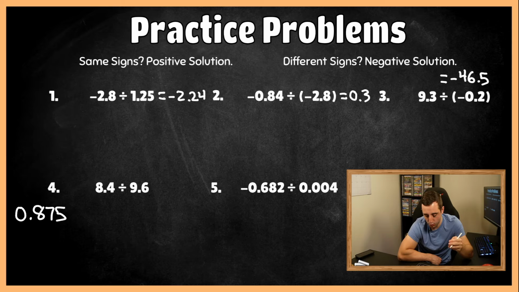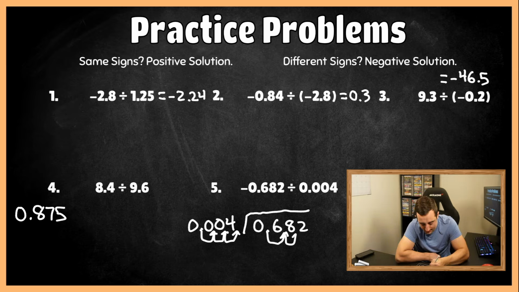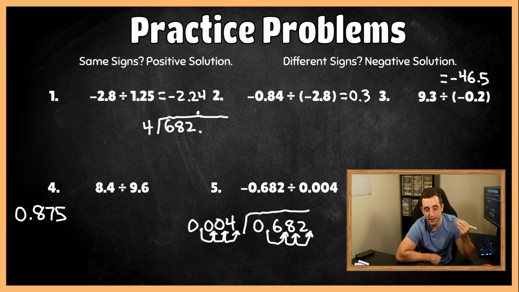So we have different signs. Once again, it's going to be a negative solution. Let's rewrite this now so we can remove the decimal point on the divisor side of things. So we have 0.682, and we have 0.004, and then let's move our decimal point 3 place values to the right on the outside and the inside, and we're going to end up getting 682 point on the inside, and on the outside is going to be 4. Let's move our decimal point up into our quotient, and then we can go ahead and divide these.